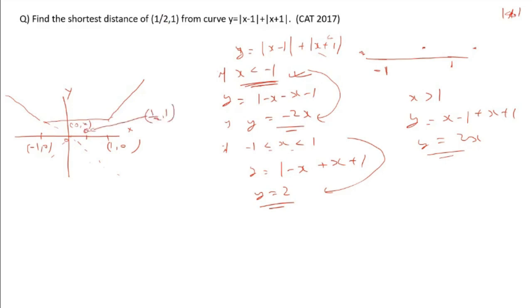So what will be the shortest distance? Obviously this will be the shortest distance. So directly 2 minus 1 is 1. Like this was at a height 2. This point 0.5, 1 is at a height 1. So the shortest distance would be what? This one. The remaining, which is 2 minus 1, is 1. That is the answer. And this was a CAT 2017 question.